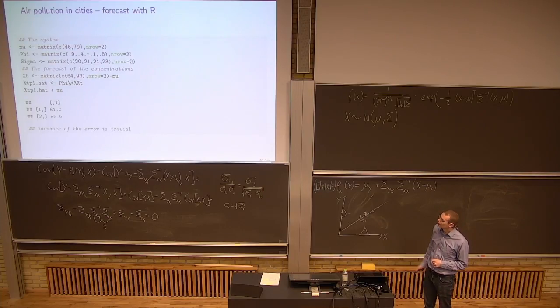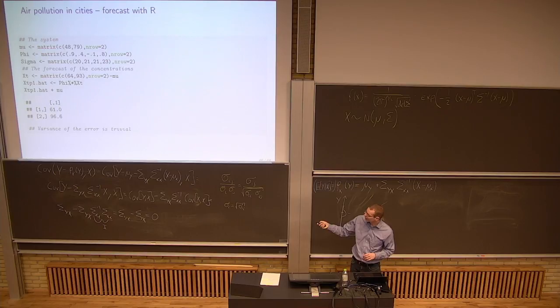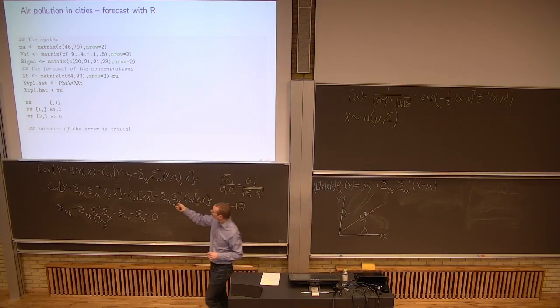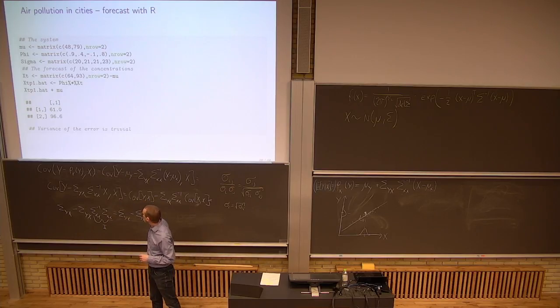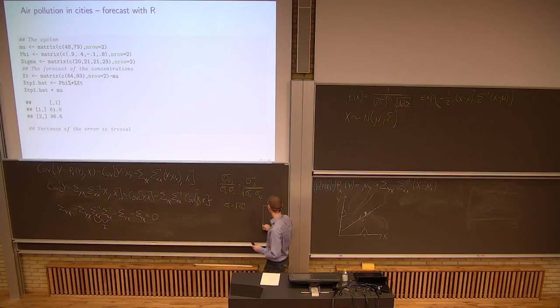Now, I won't go through this, just leave it there. You have the slides. So those are the values, 61 and 96.6. After adding the mean values again, that's what we get out. So maybe it's just for reference, I'll just write those numbers down here. 61, 96.6.